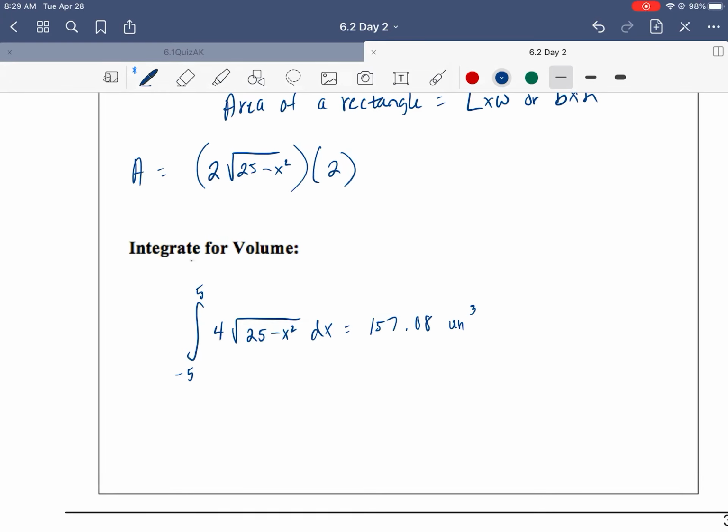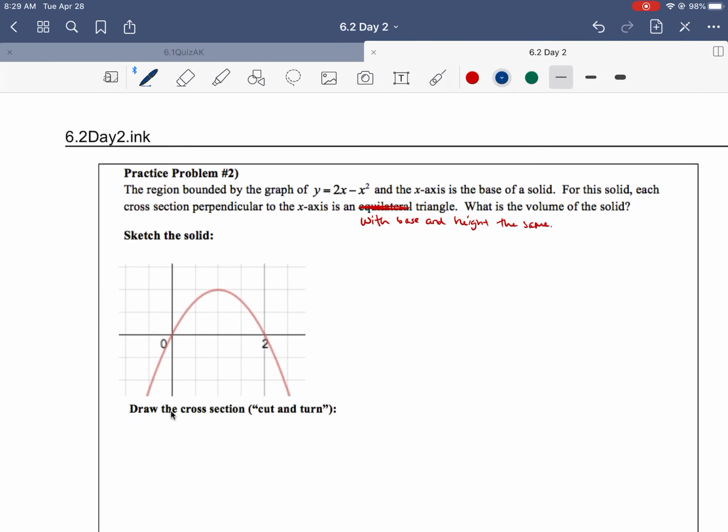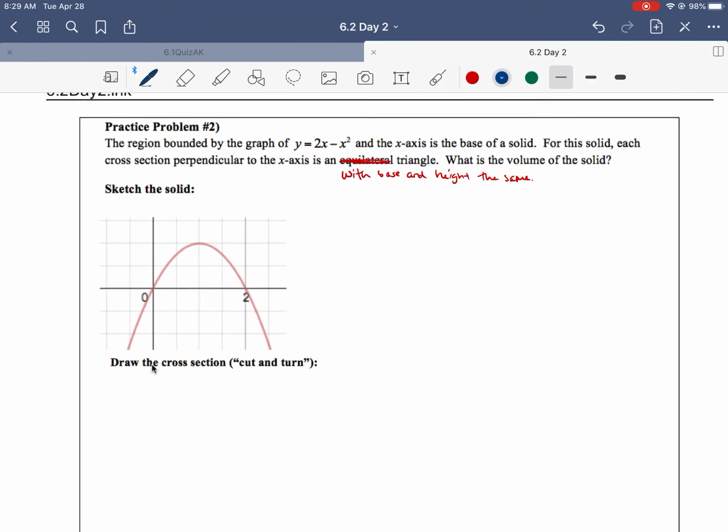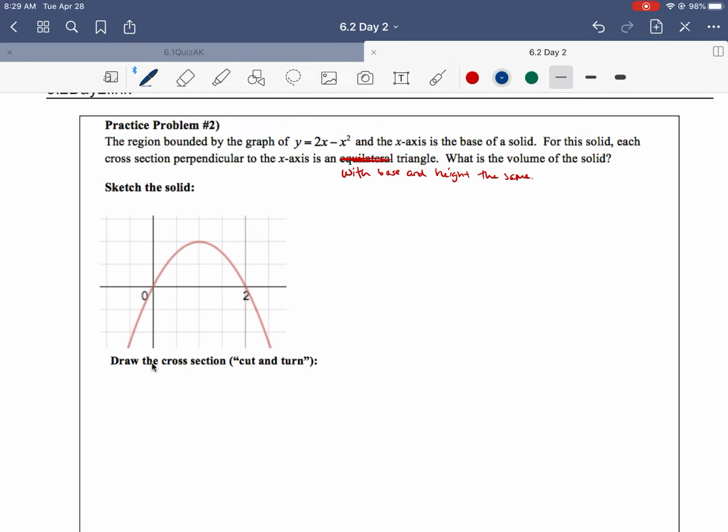Okay, so we change the direction here. The base, it's not really a function, but the base equation was a circle, x squared plus y squared equals 25, and the cross section was a rectangle. Next one, graph given again.